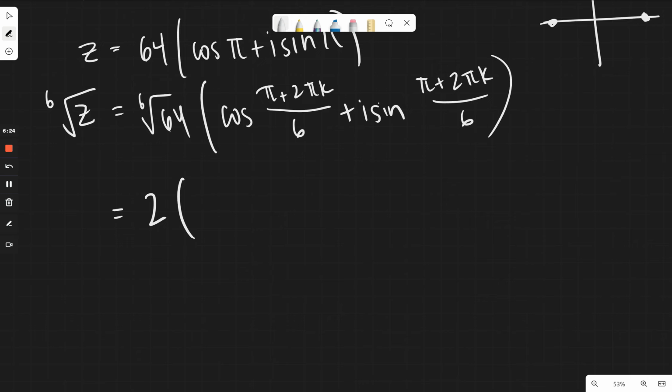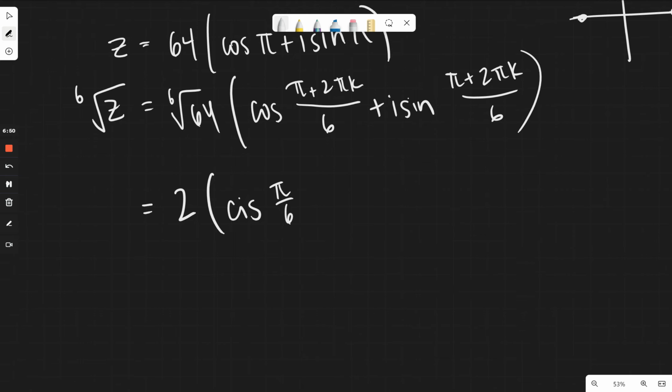What the heck does that mean? So basically what this means is I'm going to be simplifying cosine theta plus i sine theta to just cis from now on because it's easier. But what this means is that our first root, when k is 0, is going to be 2 times cis of pi over 6. And then our next root is going to be 2 times cis, because remember 2 is just the sixth root of 64.